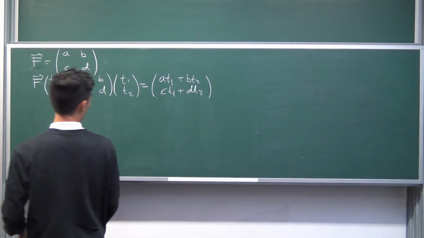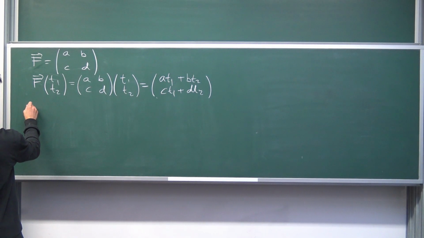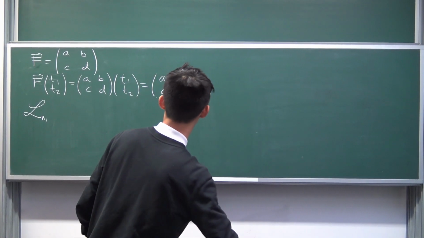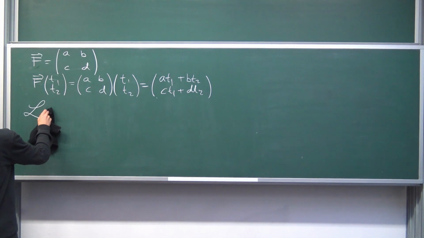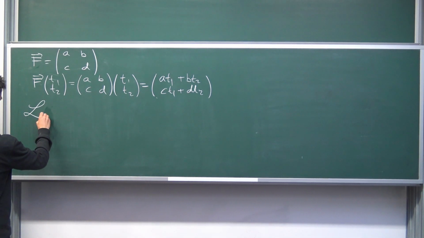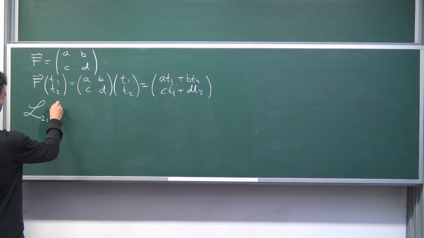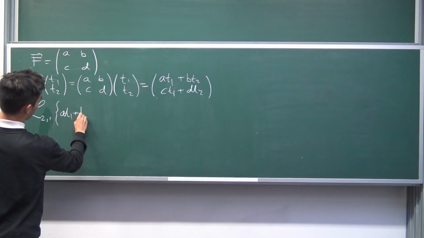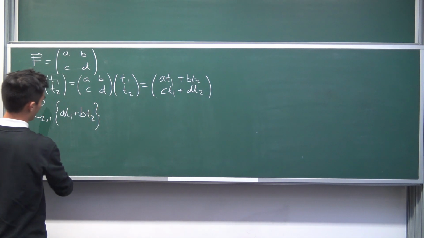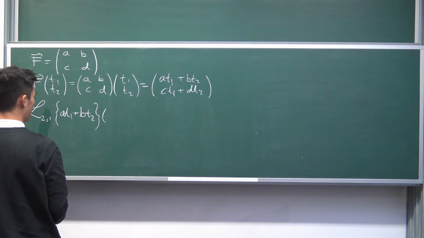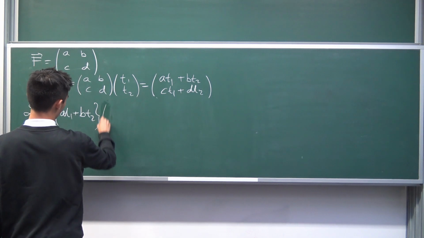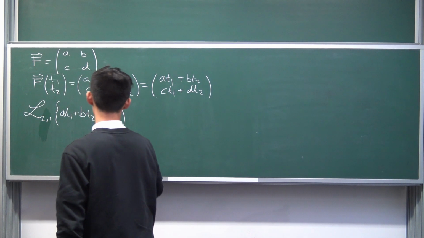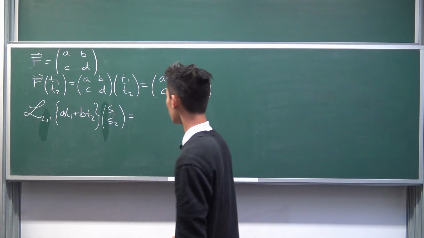So let's first of all calculate this 2 comma 1 Laplace transform of, let's say, the first entry. So we have L2,1 of A t1 plus B t2. And then we want to evaluate on, let's say, some new Laplace variables. Let's call them s1 and s2. Let's put it in a column as well, just to make it look nice. So let's see what this would look like here.